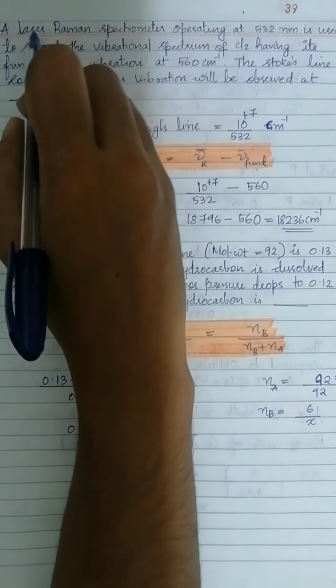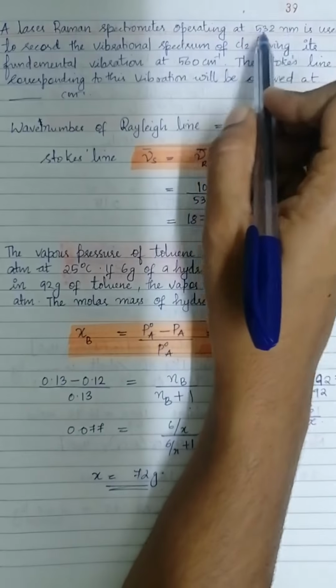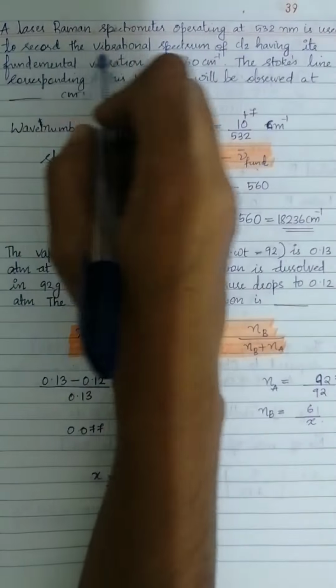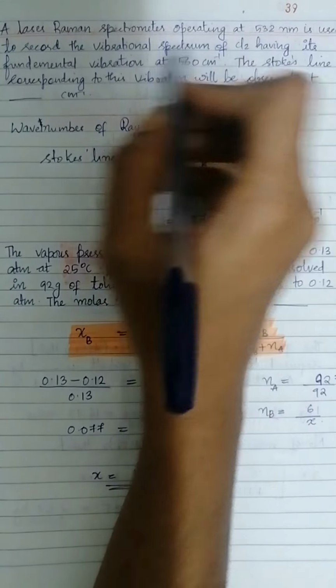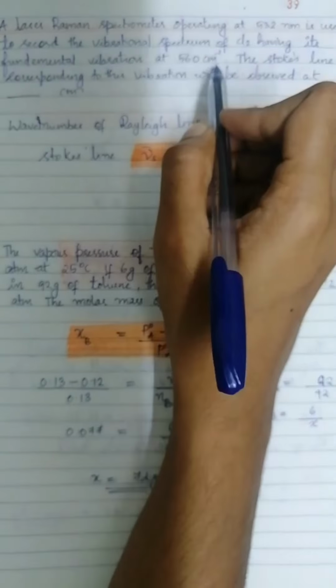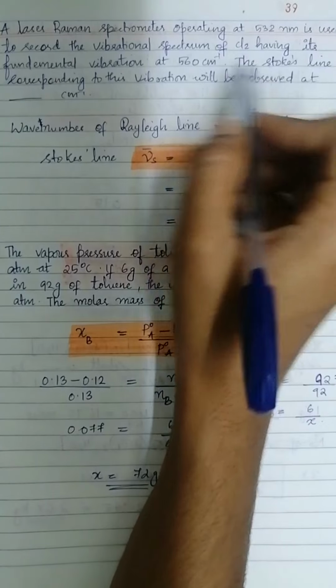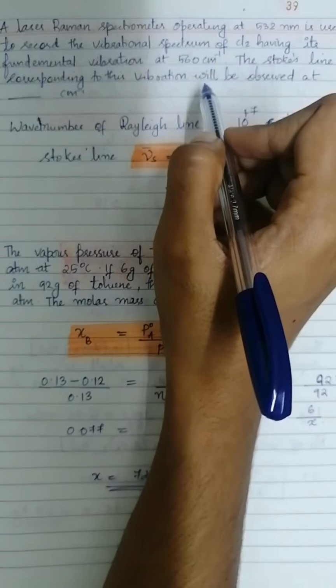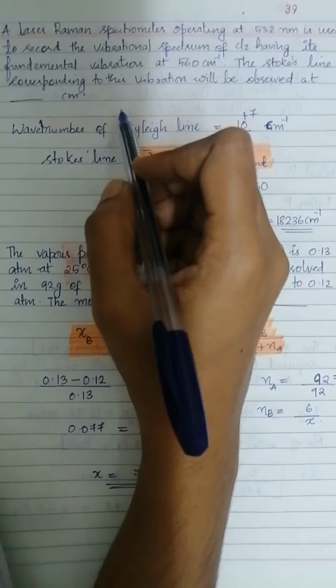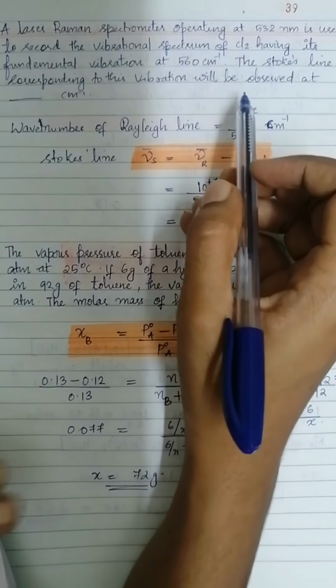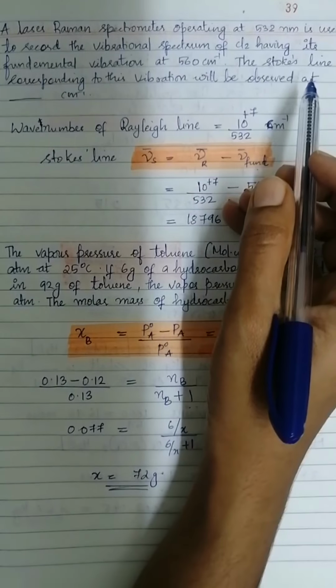2 marks. A laser Raman spectrometer operating at 532 nanometer is used to record the vibrational spectrum of Cl2 having its fundamental vibration at 560 cm inverse. The Stokes line corresponding to this vibration will be observed at dash centimeter inverse. So they have asked for the wave number corresponding to the Stokes line.